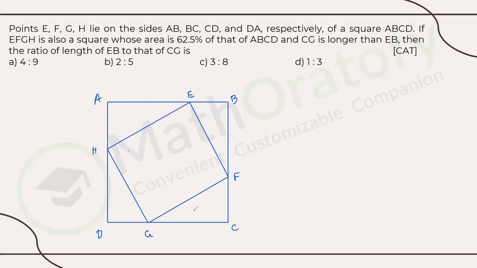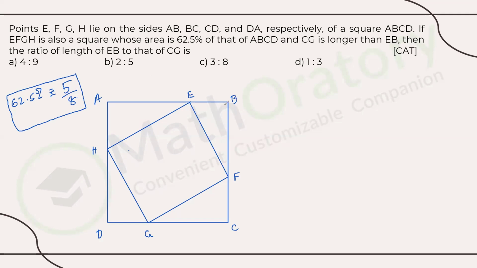Any which way, we are going to indicate these things, but just for a minute, let us understand what relation is given. We have been given that the area of EFGH is 62.5%. That is 5 by 8, right? 12.5% is 1 by 8, so 62.5% is equivalent to 5 by 8. If you're comfortable with these percentage and fraction equivalents, then it becomes easy to solve these kinds of questions.